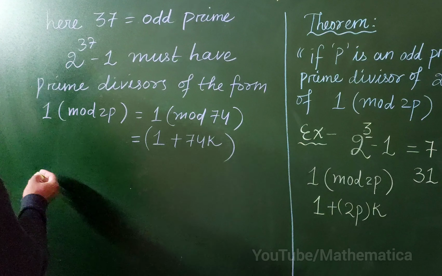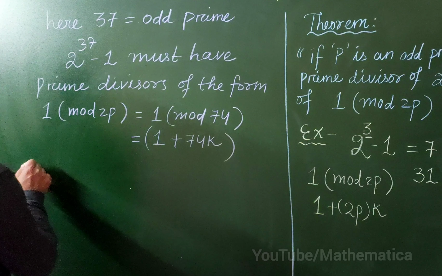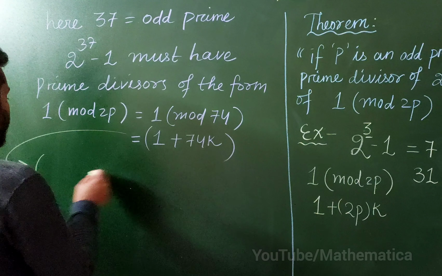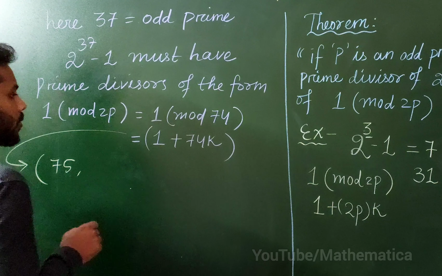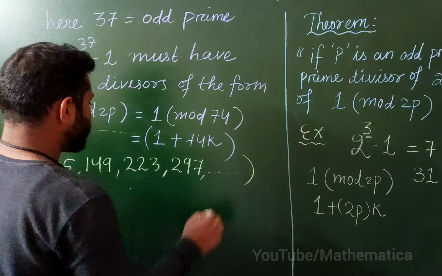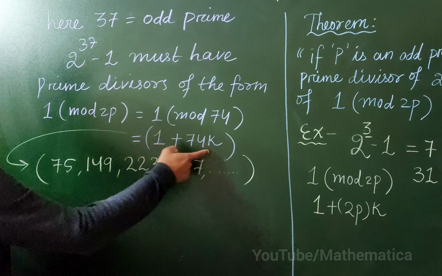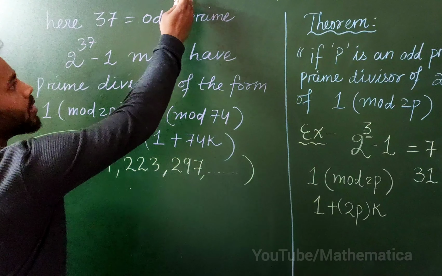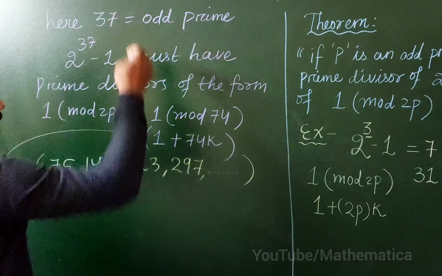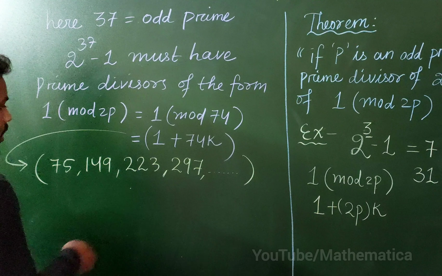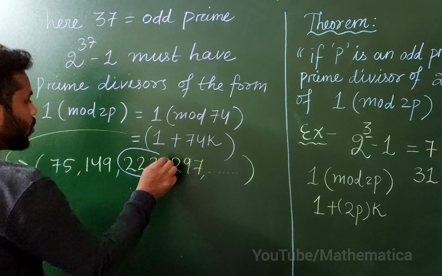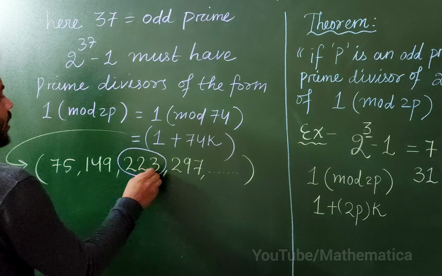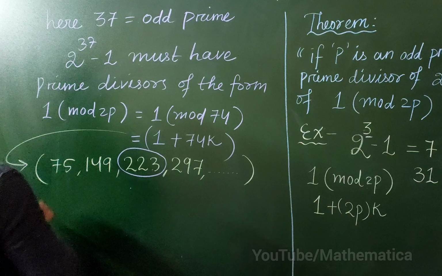Which numbers are of this form? You can clearly see that these kinds of numbers are 75 and so on. Because it is already mentioned that there is a factor between 200 and 300, clearly 223 is the only such number in between 200 and 300. It means 223 must be a factor of this number.